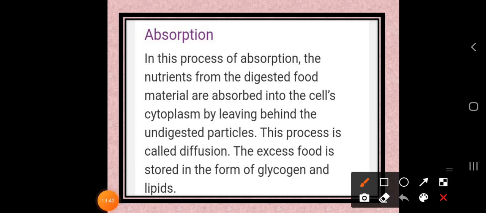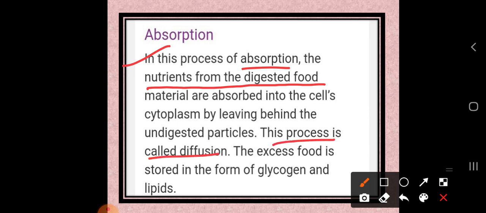In the absorption process, what happens? In this process we take the nutrition from the digested food. This process is also called diffusion. The excess food is stored in the form of glycogen and lipids. As I told, it is converted into solid and liquid particles. What is the solid particle? That is glycogen. And the liquid particle? That is lipids. So these are the absorption mode of nutrition in amoeba.